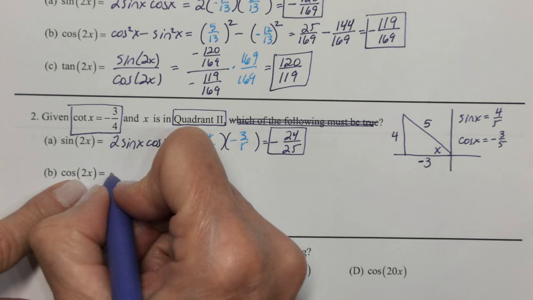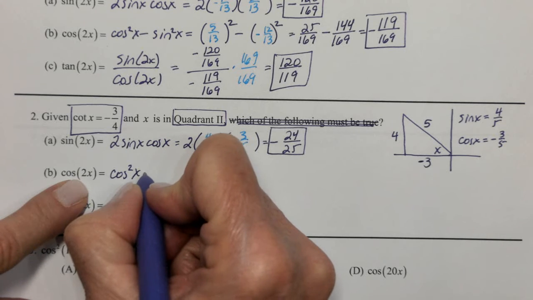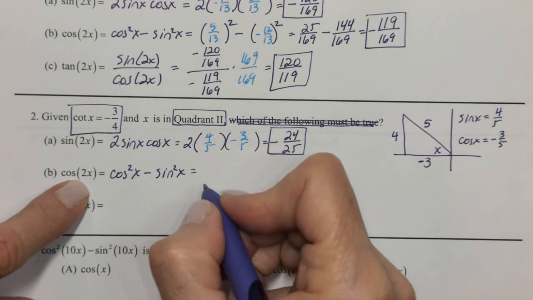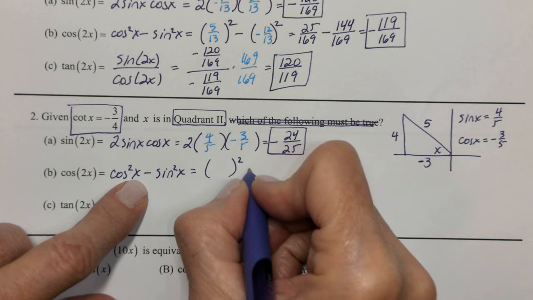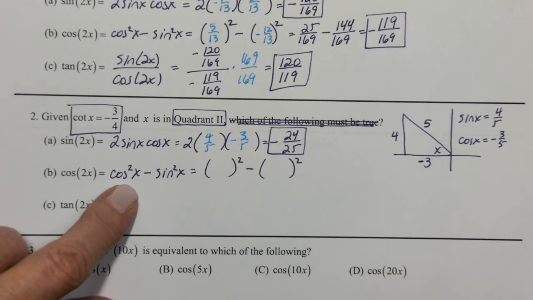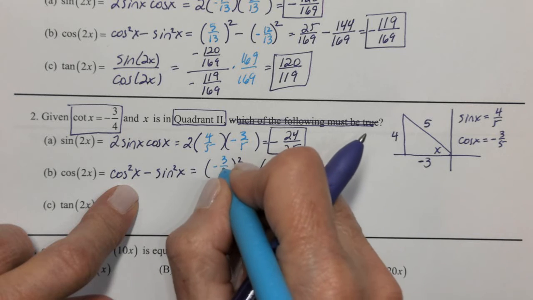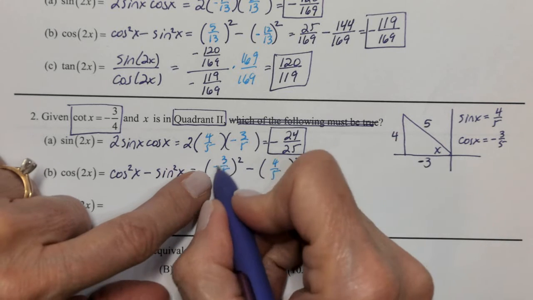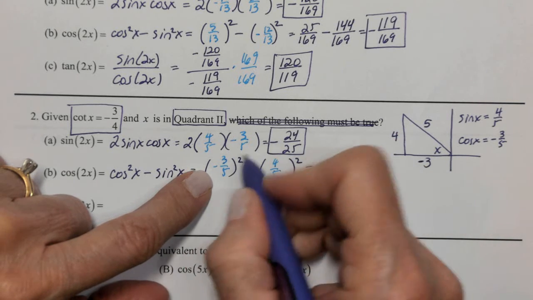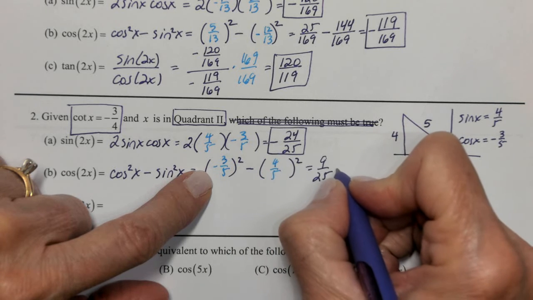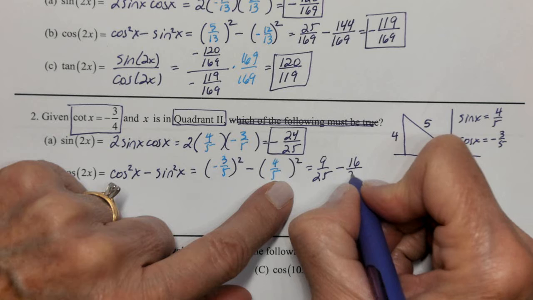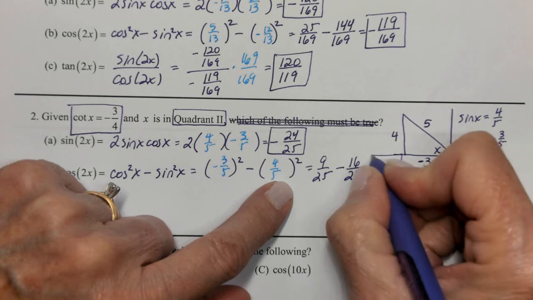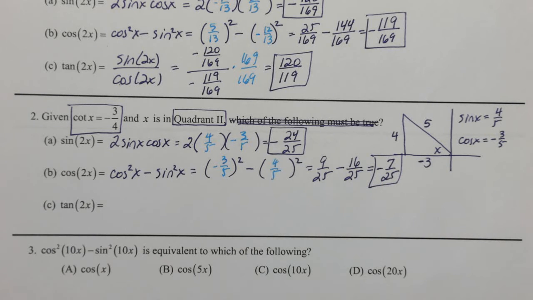Cosine of 2x, the formula is cosine squared x minus sine squared x. So something squared minus something squared. Well, cosine of x is negative 3/5. Sine of x is 4/5. When we square this negative, it'll be a positive, so we're going to have 9 over 25 minus 16 over 25. 9 minus 16 is a negative 7. So negative 7 over 25.